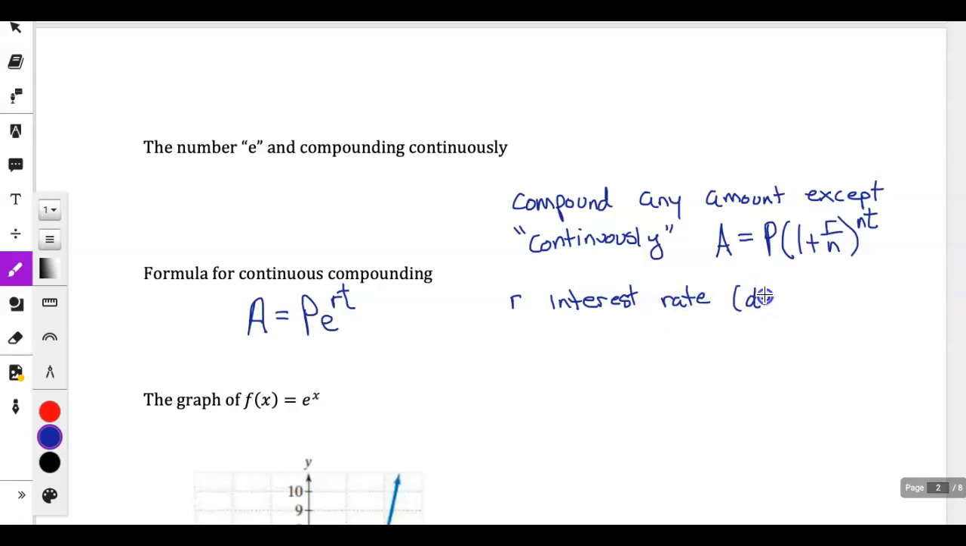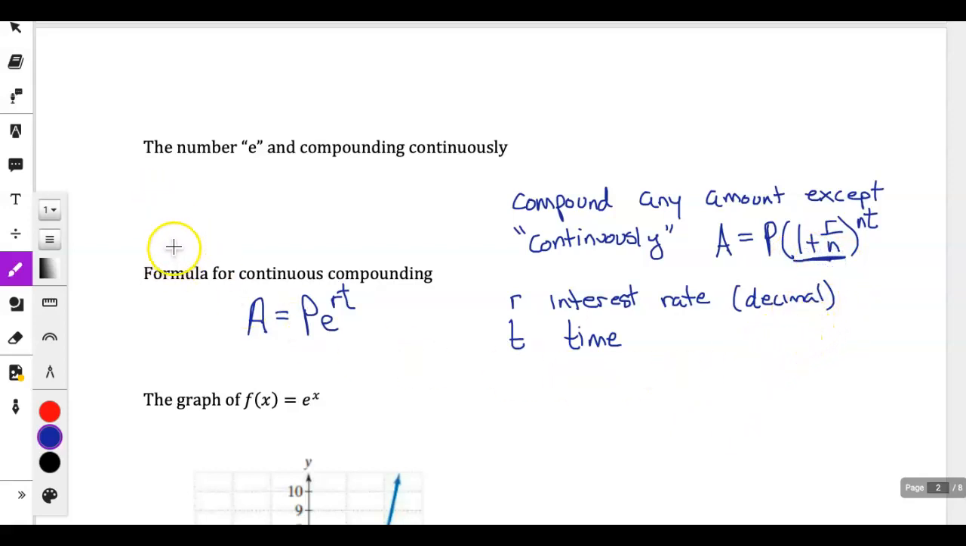R again is the interest rate as a decimal, and T is time, so how long you leave the investment in there. So if we want to compound continuously, you'll see that in the problem. You'll just use E instead of the 1 plus R over N.